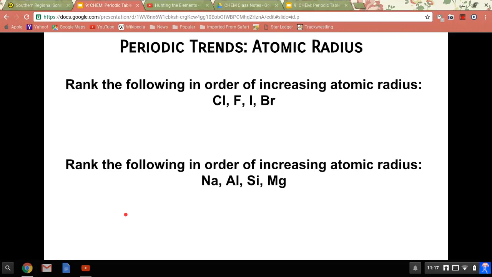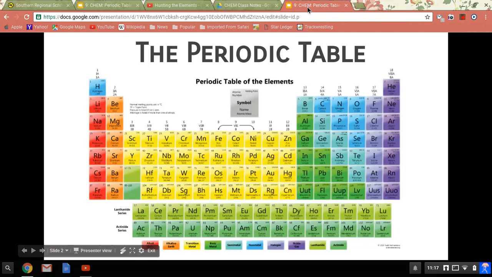So let's try to actually figure out what's going on with these if we had to put these in order. We want to rank chlorine, fluorine, iodine, and bromine in order of increasing atomic radius. So we're starting with the smallest, going to the biggest. Find these on your periodic table: chlorine right here, fluorine right here, iodine right here, and bromine.